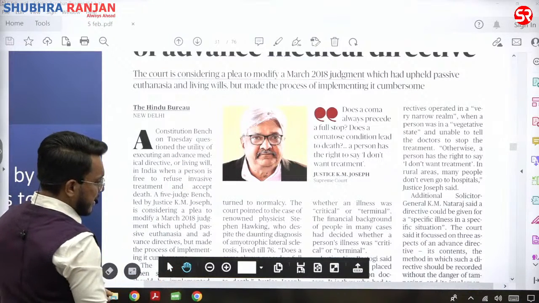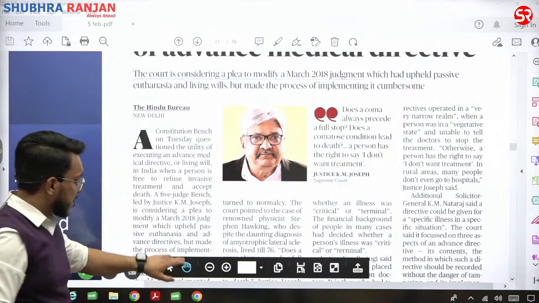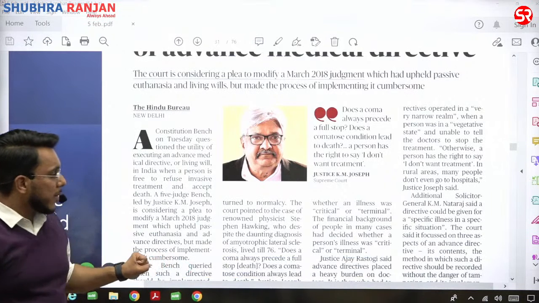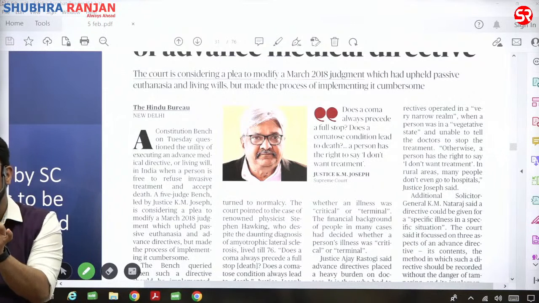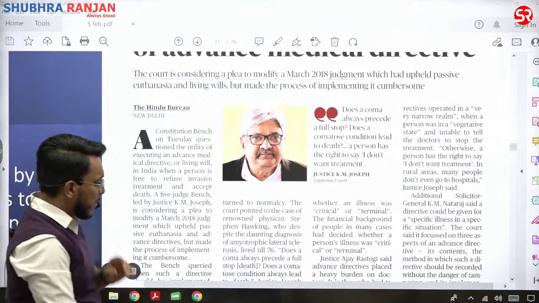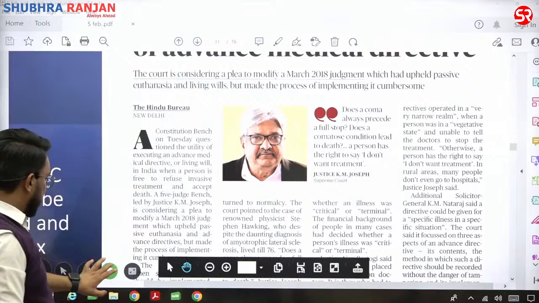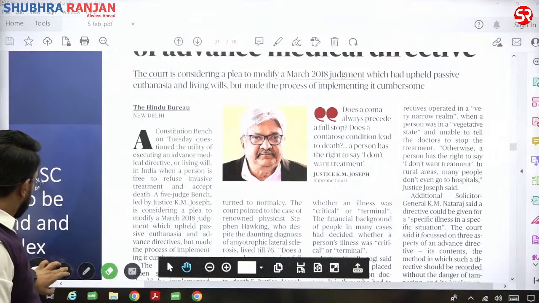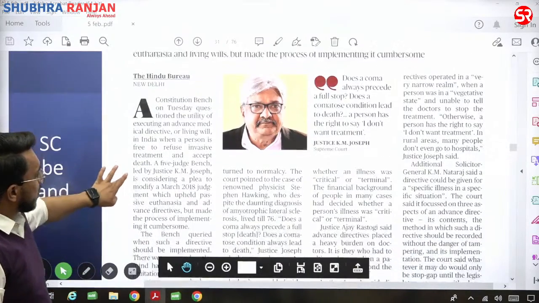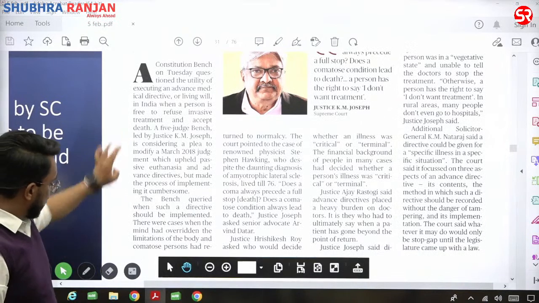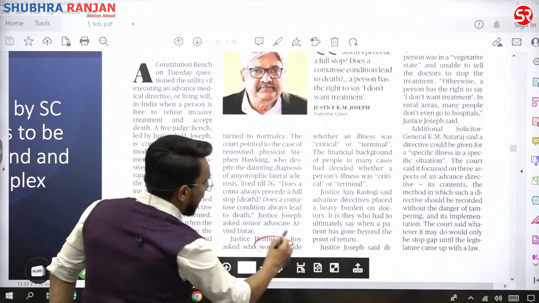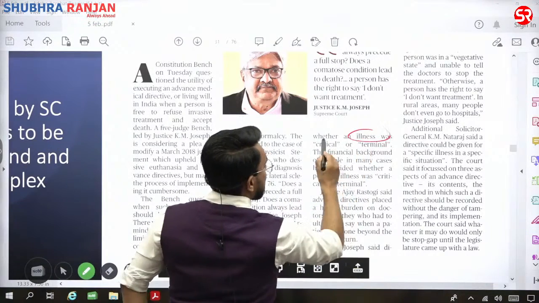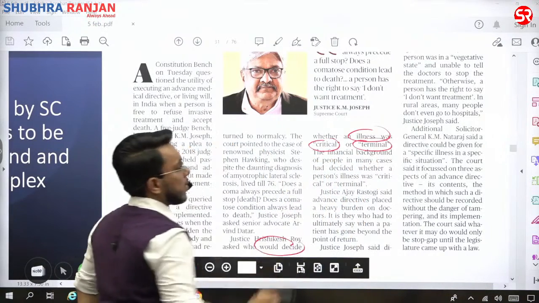Now here it says okay, that family background of a person determines a lot okay, that aapka illness critical hai ya terminal hai. Supreme Court says this particular thing. Just a minute. Let us adjust it. Fine. So here you see this thing. Supreme Court asks that who will decide that whether an illness is a critical or a टर्मिनल.